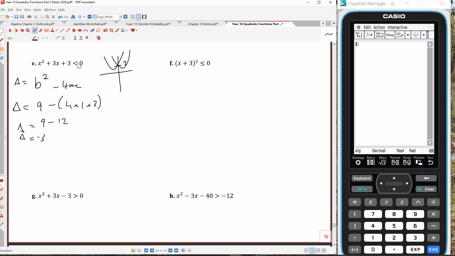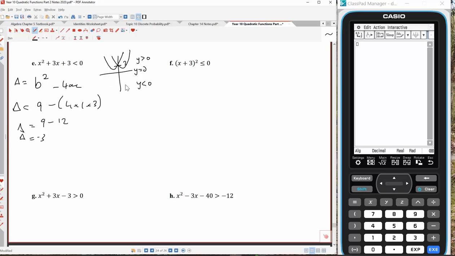Now, what we're asking this is, when are you less than 0? This is when y is equal to 0, this is when y is greater than 0, and this is when y is less than 0. Okay, and what we're actually trying to do is find out for what values of x will we produce a value of y less than 0.